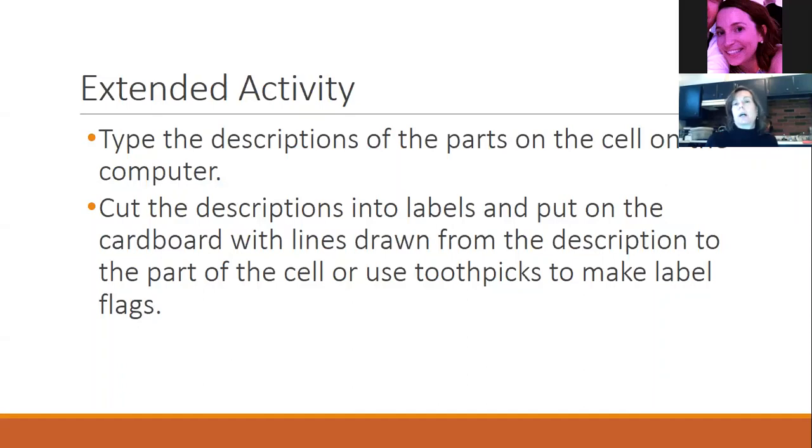You can actually cut up the description into labels. You can draw lines. You can have them use little toothpicks. I have some examples of where they did that with little toothpicks to make little label flags. If you do this extended activity, you might want to consider having them type up these labels before they actually build the cell. That way, the labels will already be done and they can just cut them up and put them onto their cell when they're finished.